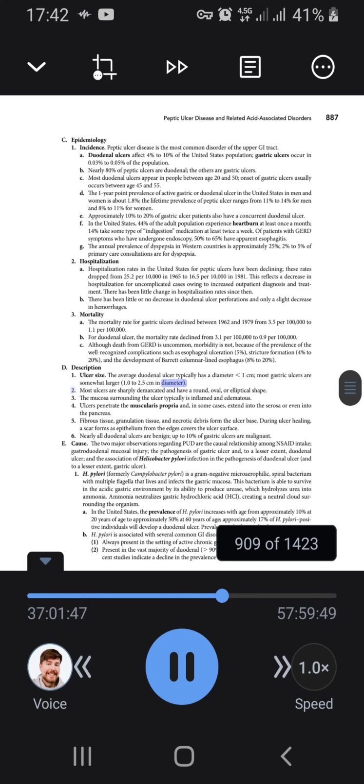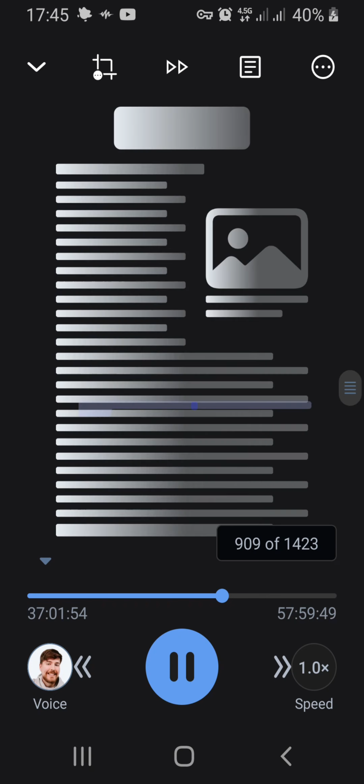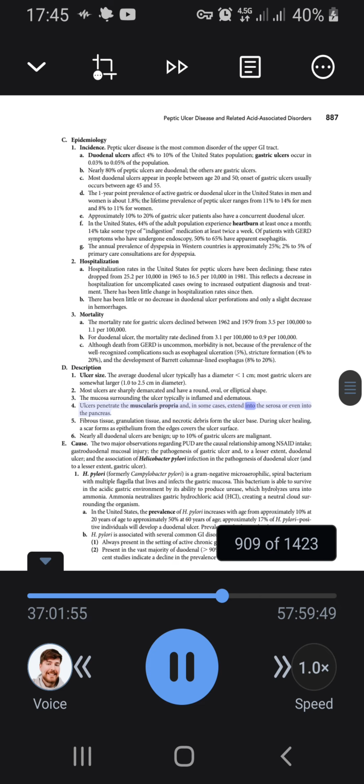2. Most ulcers are sharply demarcated and have a round, oval, or elliptical shape. 3. The mucosa surrounding the ulcer typically is inflamed and edematous. 4. Ulcers penetrate the muscularis propria and, in some cases, extend into the serosa or even into the pancreas.